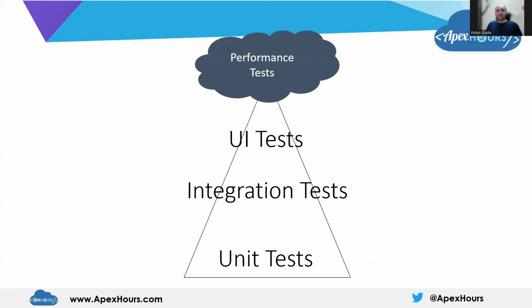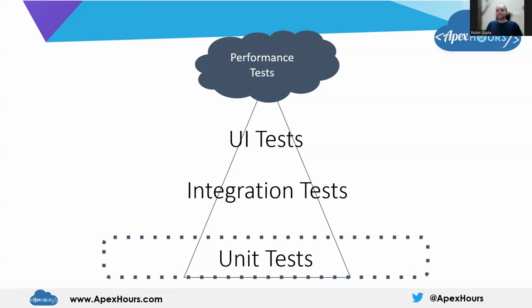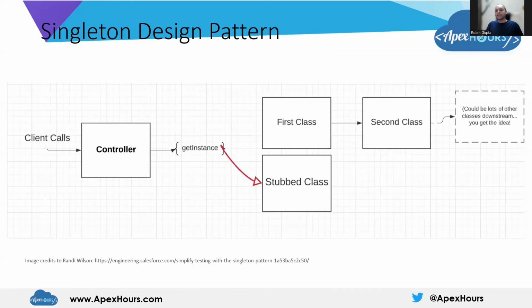Here's the same pyramid, but with only three layers. Given our time together, we'll look at each one of these with a few examples. So the first and foremost is the unit test layer. The design pattern we'll explore over here is the singleton design pattern. Now, as we all know, singleton design pattern or singletons are classes which have a certain purpose and can be initialized only once. So in this case, let's say we have the client calls coming into the controller, and from there we can get the instance of this singleton for the first class, second class.